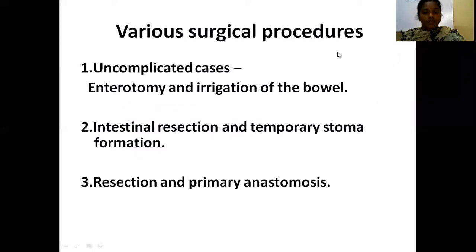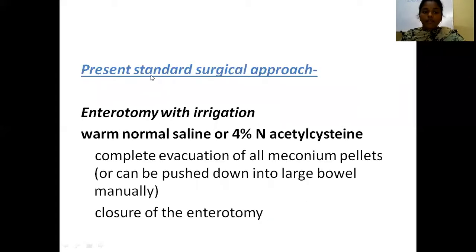There are various surgical procedures for these complicated cases. One is enterotomy, that is opening of the terminal ileum, and irrigation of the bowel. The second option is intestinal resection and temporary stoma formation. And the third one is resection and primary anastomosis. The present standard surgical approach is enterotomy with irrigation of the bowel.